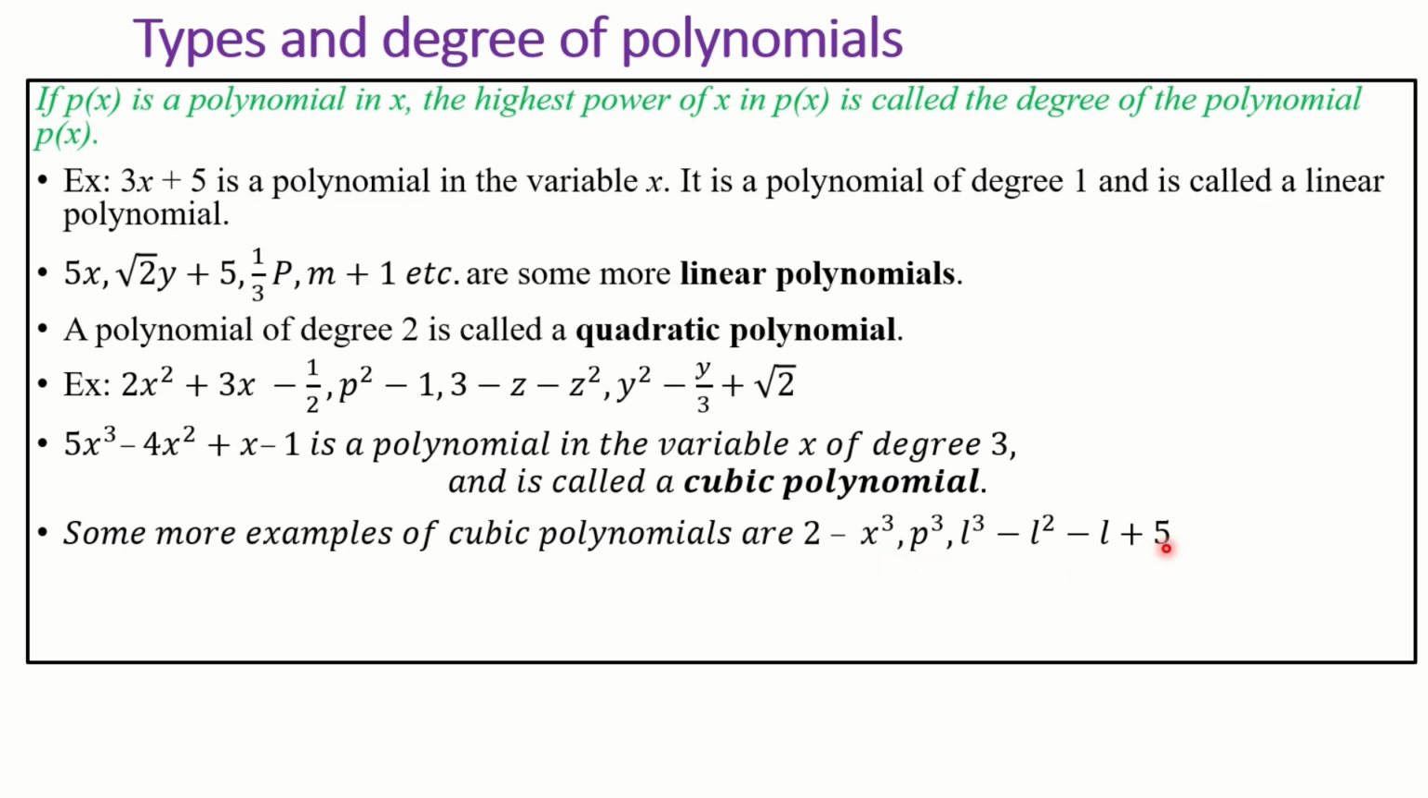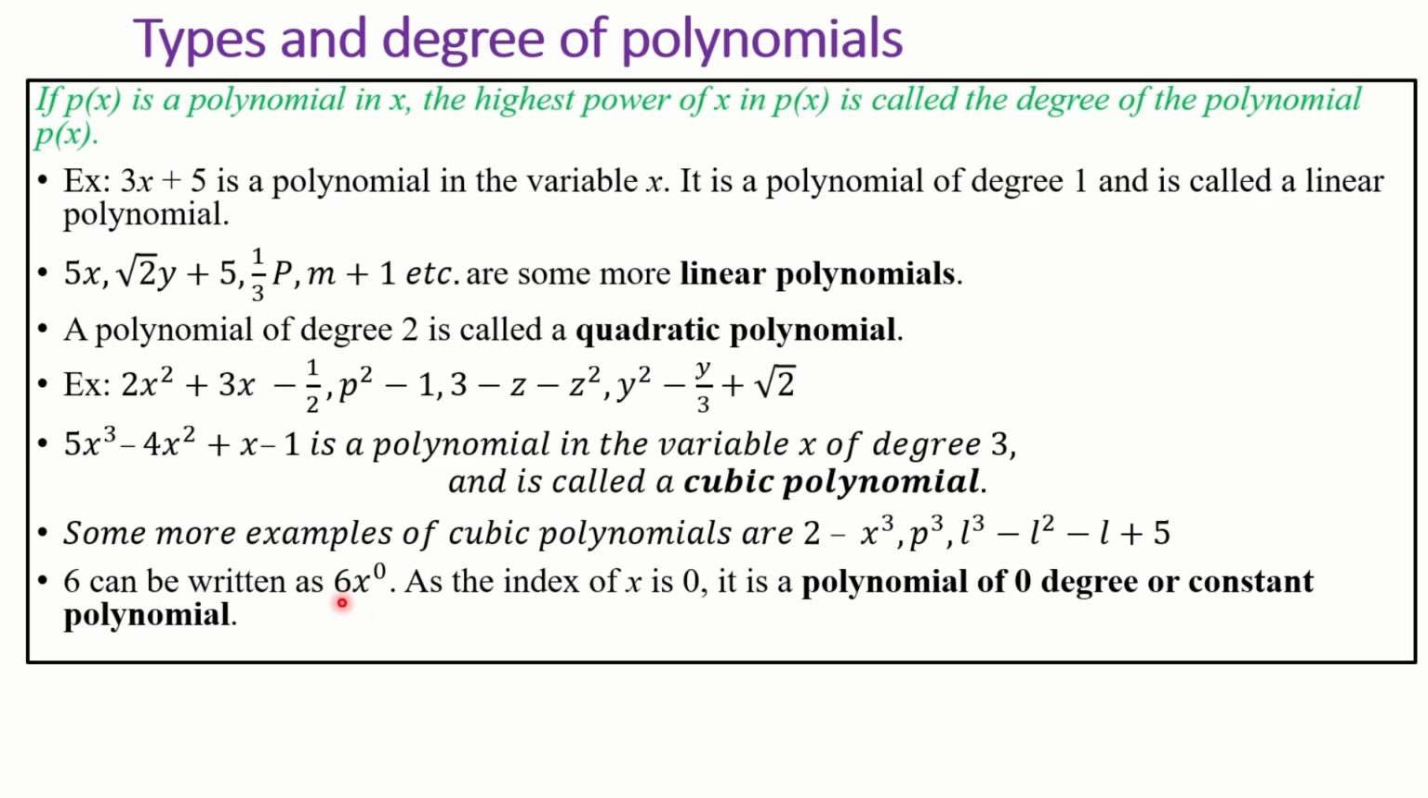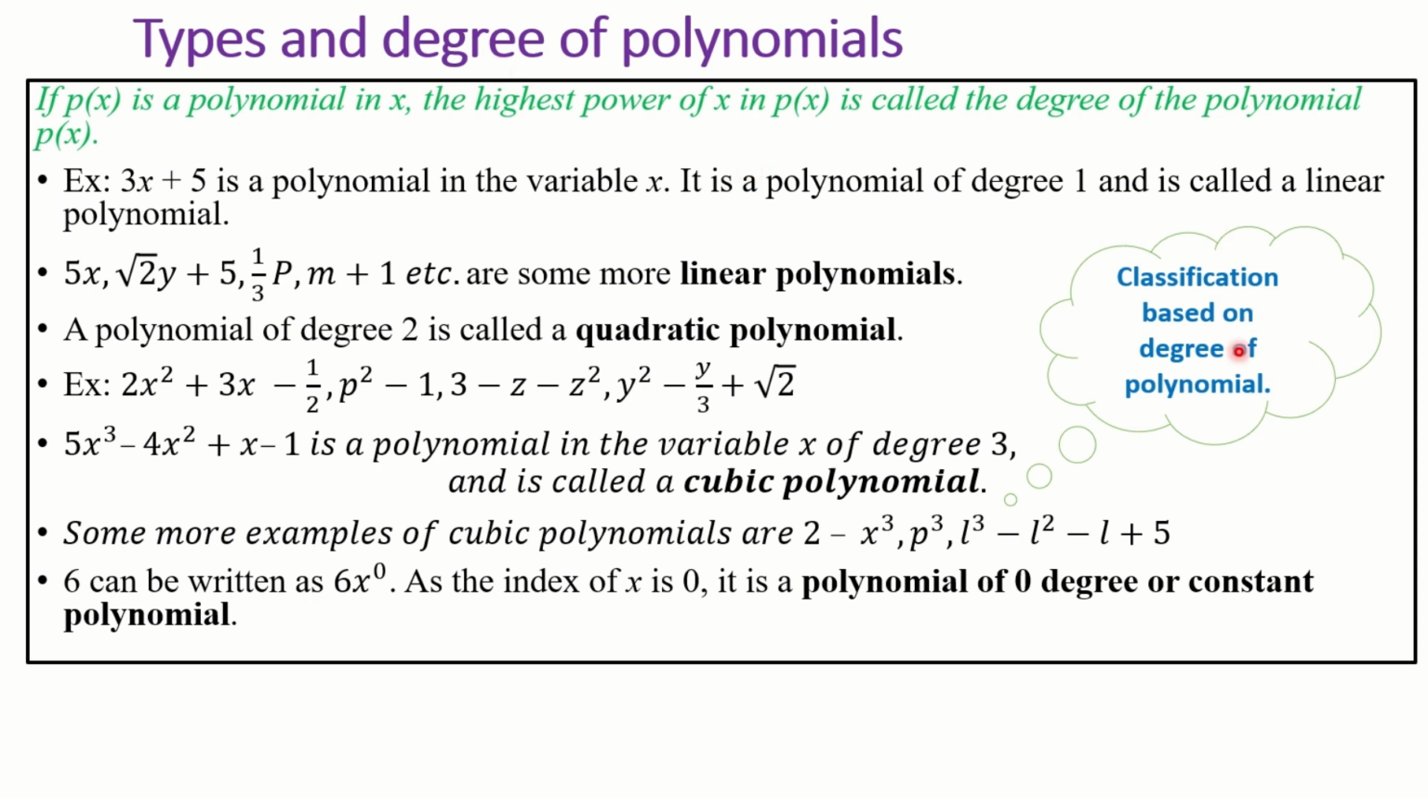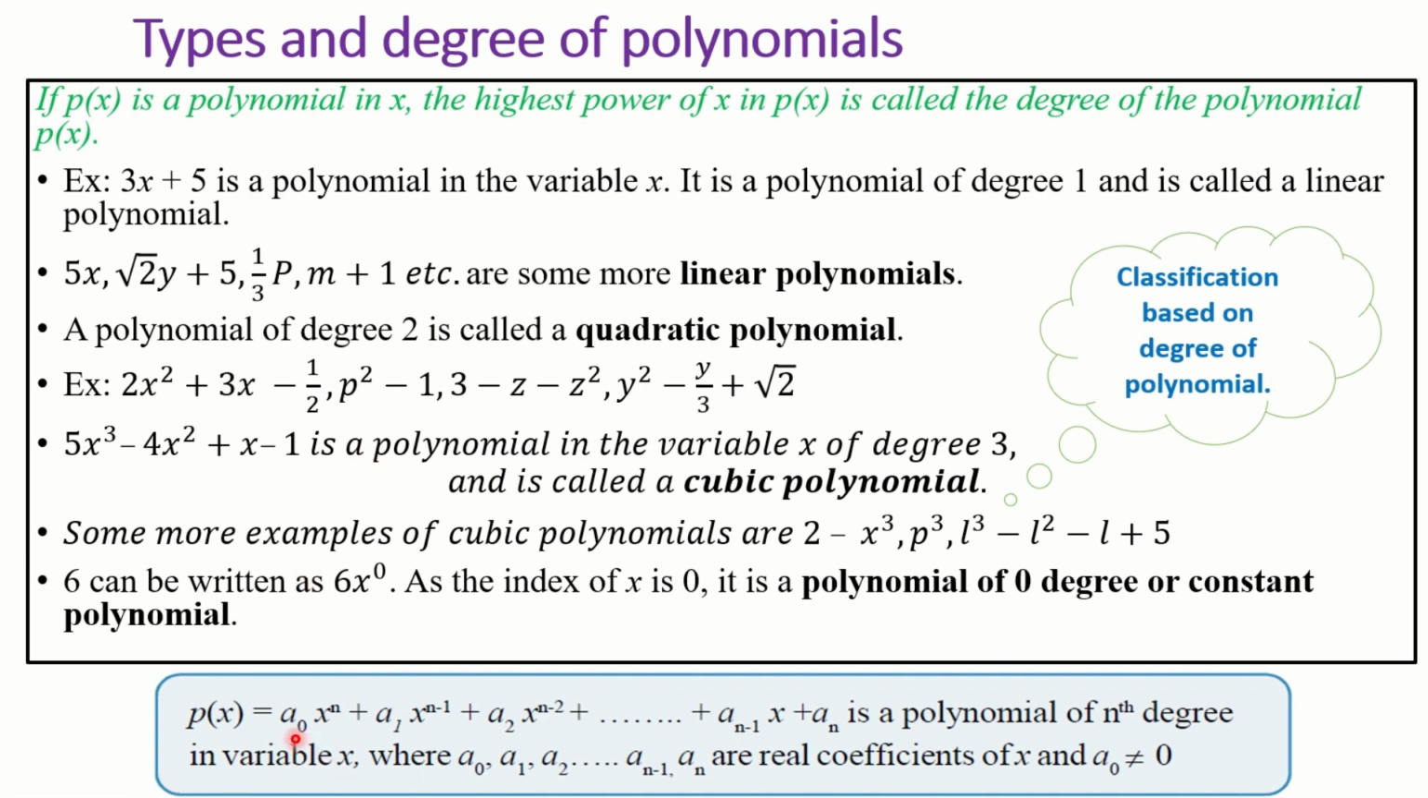More examples of cubic are given here. So 6 can be written as 6 into x power 0. Here x power is 0, so this is a polynomial of 0 degree, or constant polynomial. So these are the types of polynomials based on the degree of polynomial, that is power. Classification based on degree of polynomial. Now the most important definition of polynomial you should remember is this, the basic definition.